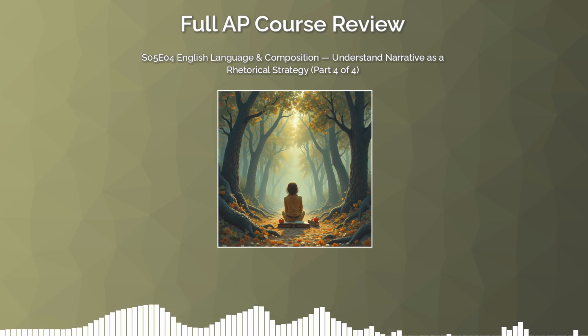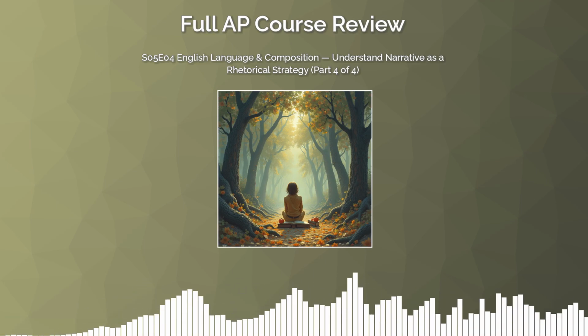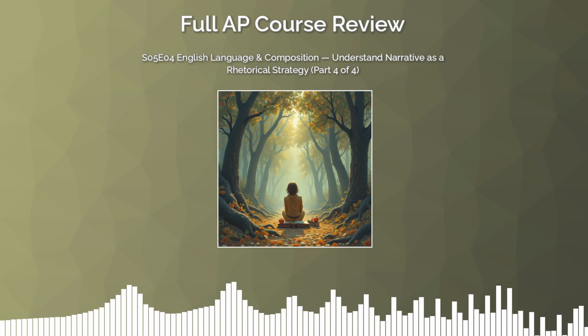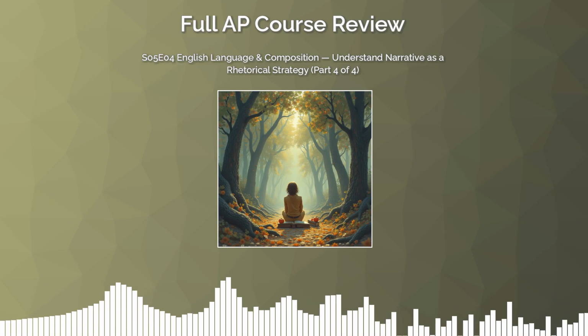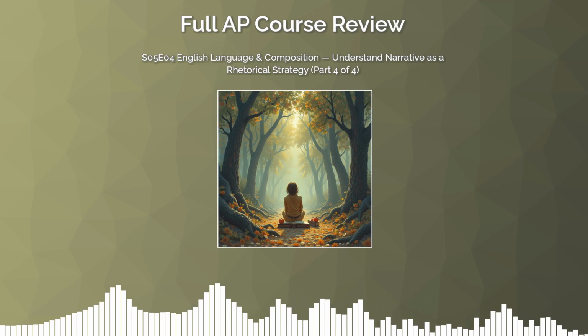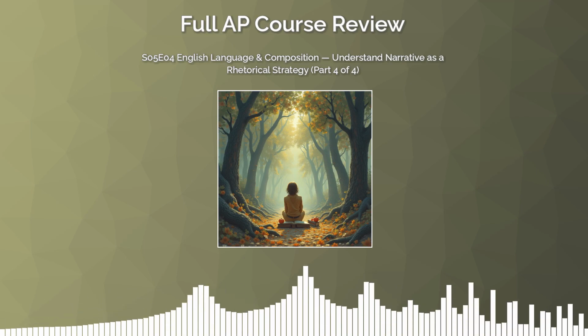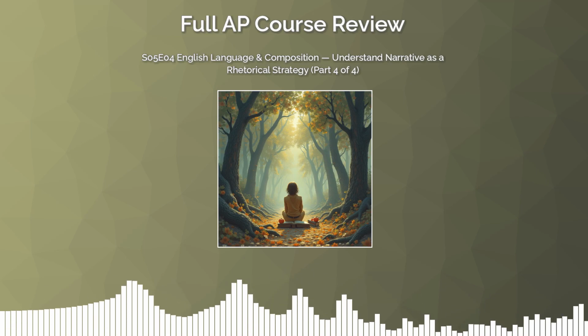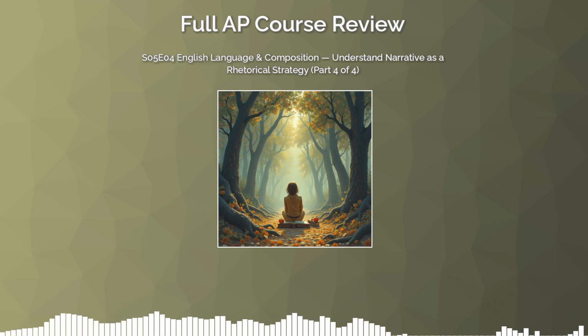The second trap is stopping at identification. On the FRQ, especially the rhetorical analysis essay, students will correctly note that the writer uses an anecdote, then say nothing more. That earns almost no credit. The scoring rubric rewards you for explaining the function and effect of the strategy.